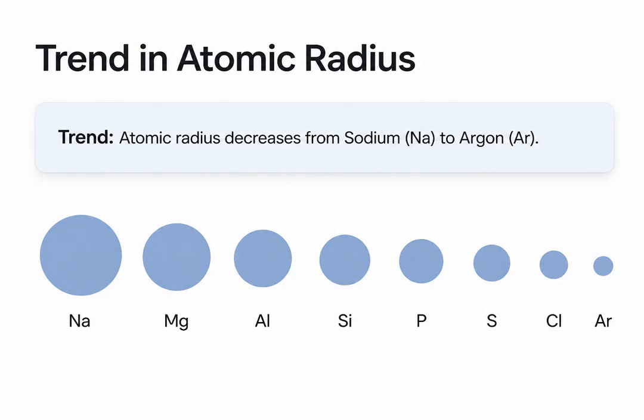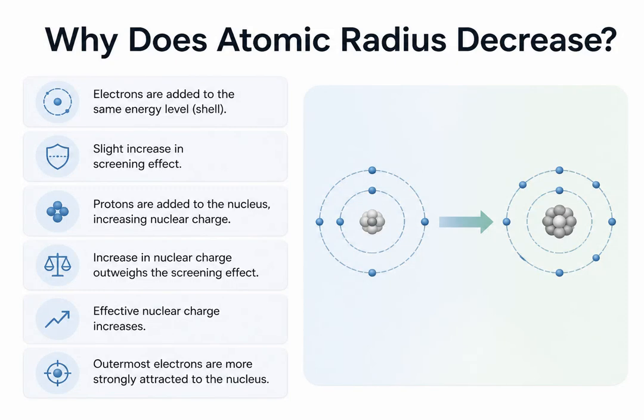Next, let's look at the size of these atoms. If you measure the atomic radius, you will find a clear trend. The atoms get progressively smaller as we move from sodium across to argon. But why would they get smaller if we are adding more protons and electrons? The answer lies in the concept of effective nuclear charge.